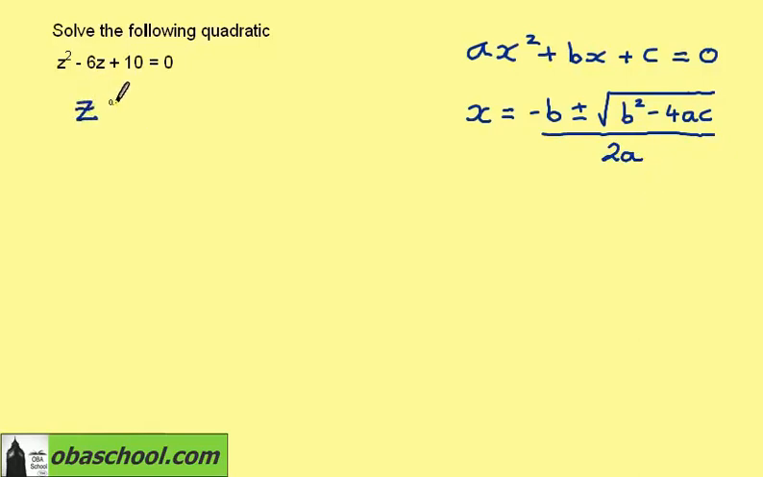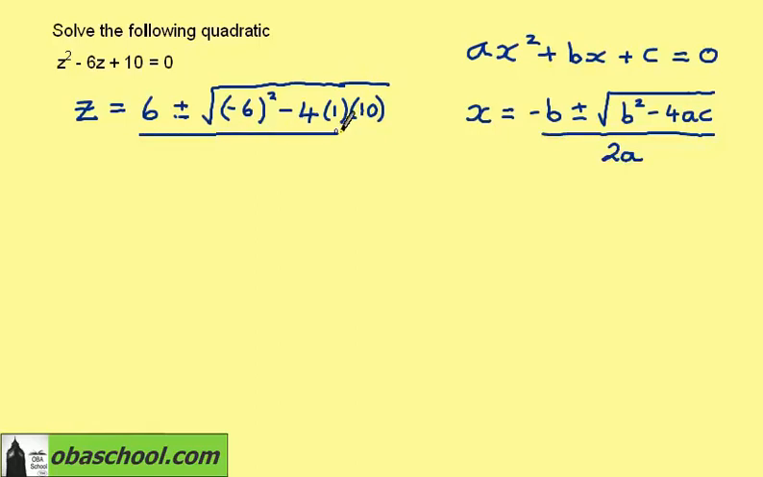Applying this to our quadratic, we get that z is equal to 6 plus or minus the square root of minus 6 all squared, take away 4 times 1 times 10, all divided by 2 times 1.